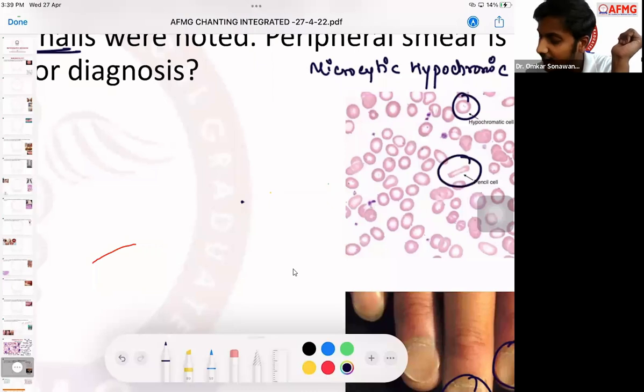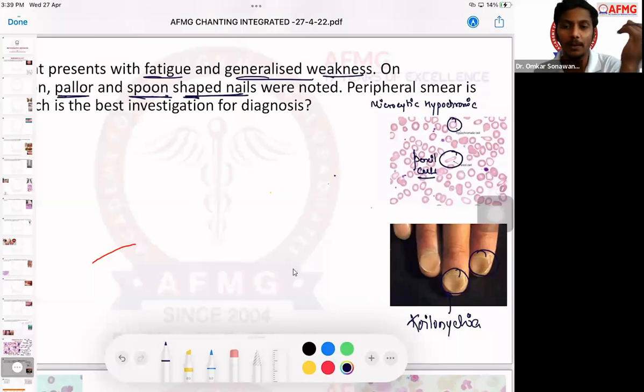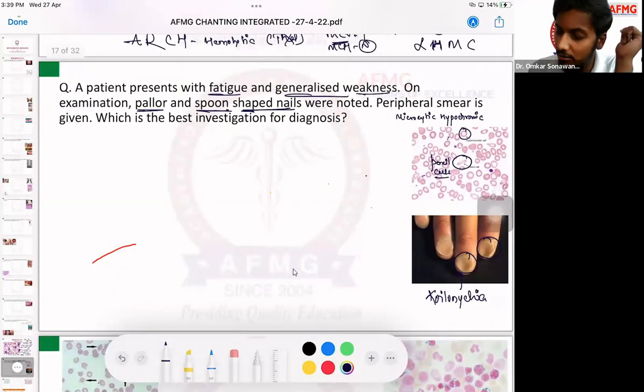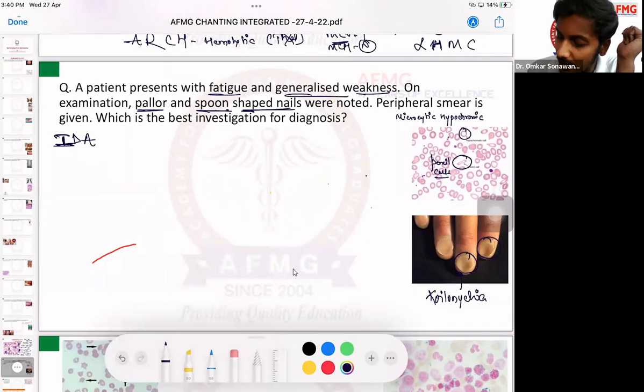Along with that, this characteristic finding on the peripheral blood smear, here you can see elongated RBCs, and these elongated RBCs are called pencil cells. So please remember these features: microcytic hypochromic anemia on a peripheral blood smear along with pencil-shaped RBCs, and on nail finding there would be koilonychia or spoon-shaped nails. Definitely the diagnosis over here is iron deficiency anemia.